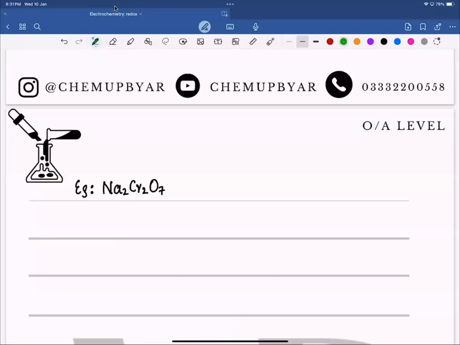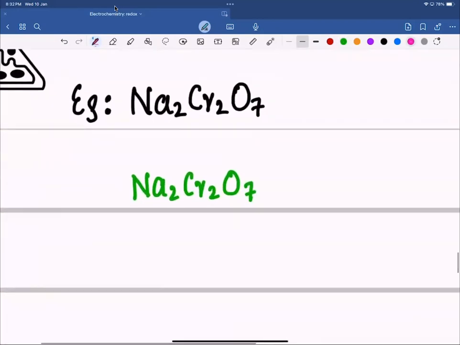Now, let's do it. For example, if I have to find the oxidation numbers of the elements present in this compound, look over here. What is the net charge on this compound? Yes, 0. So I will put a 0 over here.